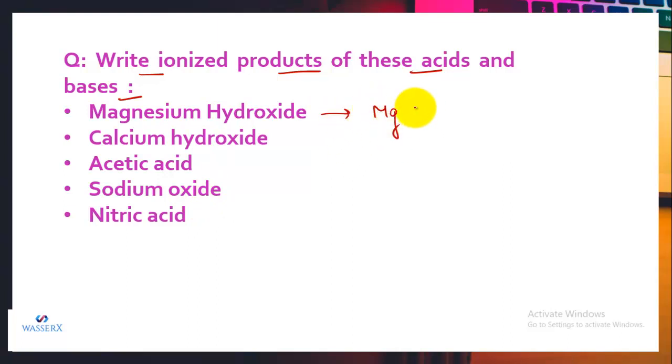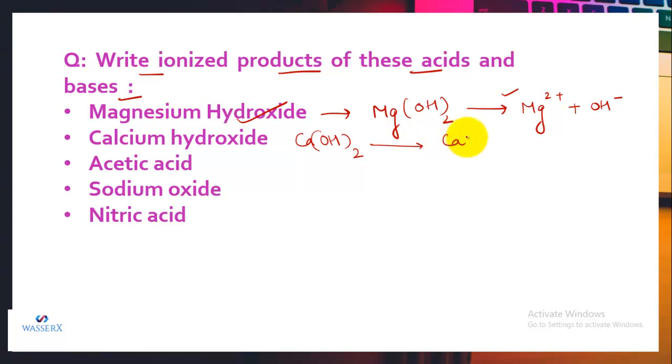Now, Mg(OH)2 is magnesium hydroxide. When it gets dissociated or ionized, it forms Mg2+, and along with that we get hydroxide ions. So this is how it gets dissociated. Let's try calcium hydroxide now. Calcium hydroxide is Ca(OH)2. When it gets dissociated, it forms Ca2+ and OH-. Let's try acetic acid. Acetic acid is CH3COOH. When it gets dissociated, it forms the acetate ion, and along with that it produces a hydrogen ion.